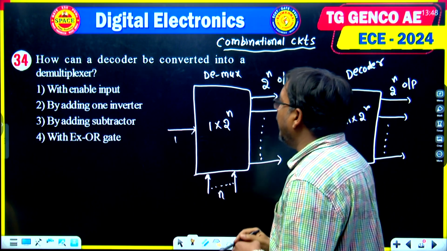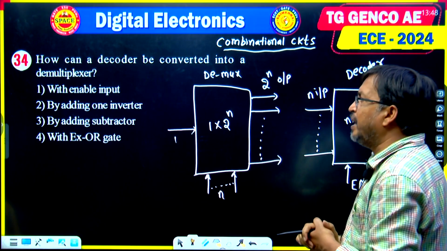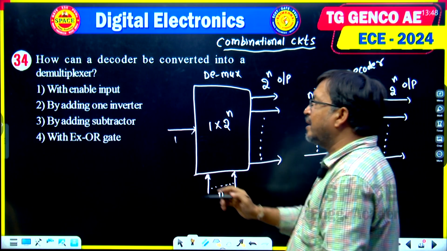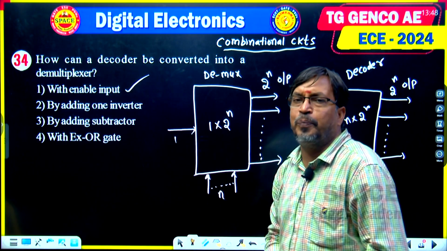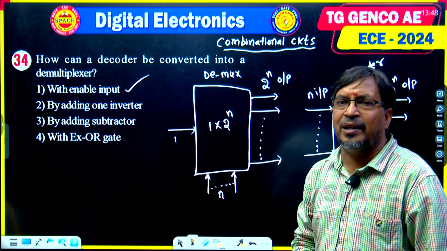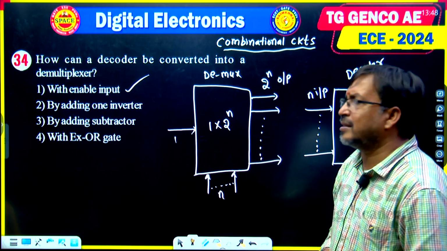So how can a decoder be converted into a demultiplexer? Yes, the correct answer is with enable input. A decoder can be converted into a demultiplexer. Option 1 is the correct answer.